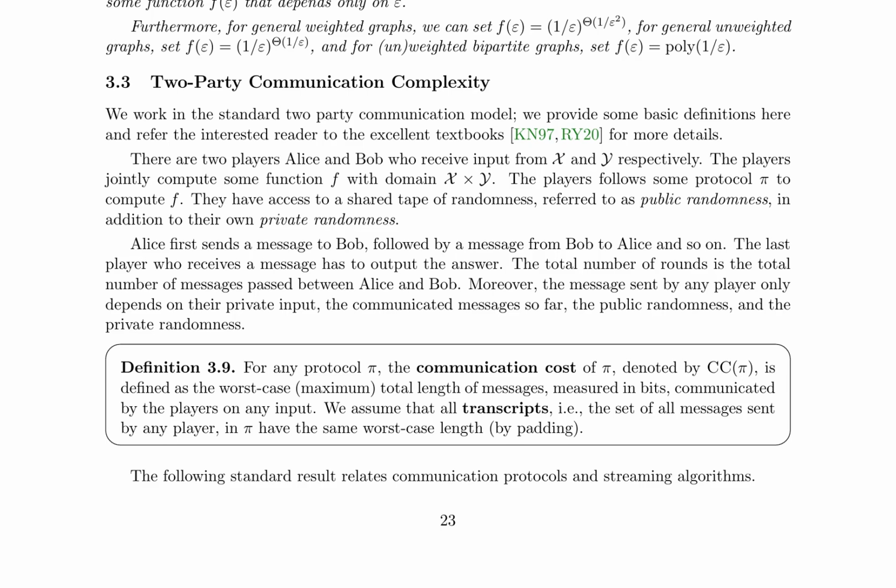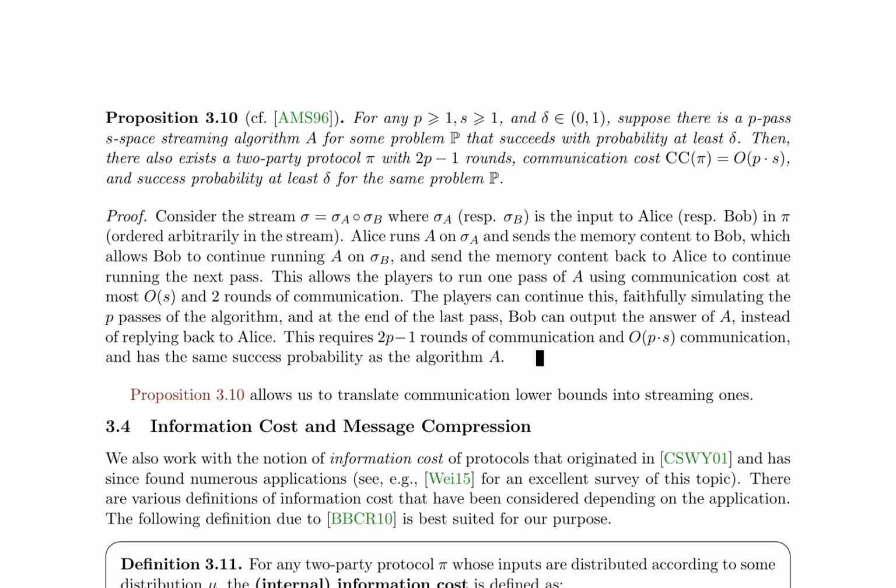Furthermore, the paper delves into two-party communication complexity, providing definitions and explanations of key concepts such as communication cost and information cost. It establishes a connection between communication protocols and streaming algorithms, showing how a P-pass, S-space streaming algorithm can be translated into a two-party protocol with two P-1 rounds and O(PS) communication cost.